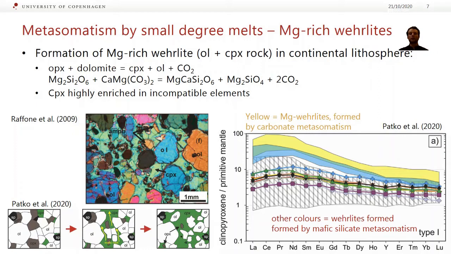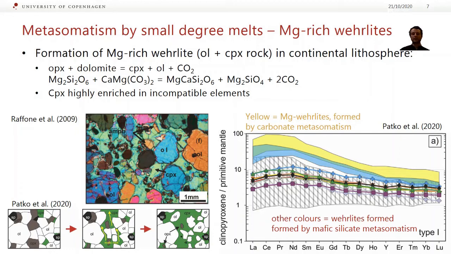And that reacts to form clinopyroxene and olivine and gives off carbon dioxide. So the evidence for this comes from CPXs, which are highly enriched in incompatible elements. In the bottom left, you can see an example, Raffone et al. 2009, of a wehrlite that is formed by this mechanism.